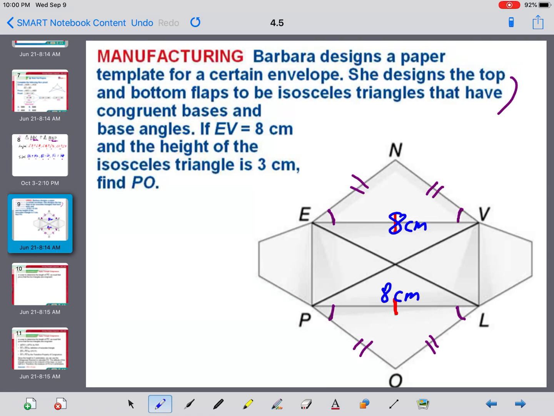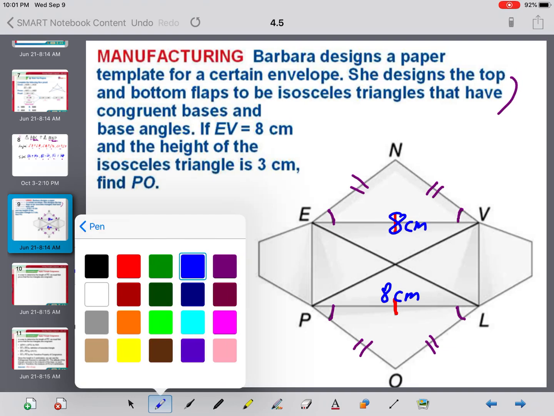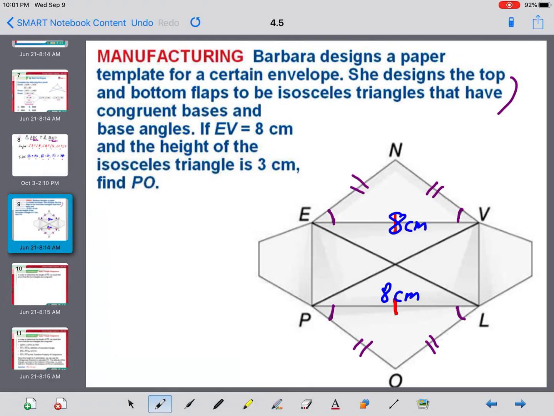Then they tell us that EV is 8. Now, EV is this side here, 8 centimeters, the base, in other words. So I would imagine this is 8 centimeters off because they said those were congruent. And it says the height of the isosceles triangle is 3 centimeters. Find PO.